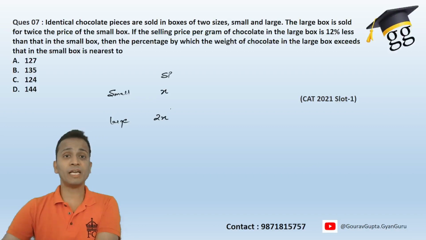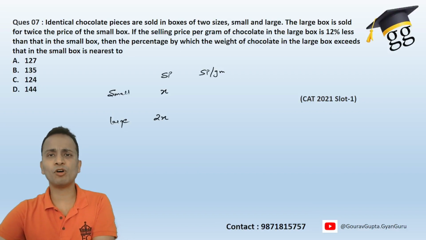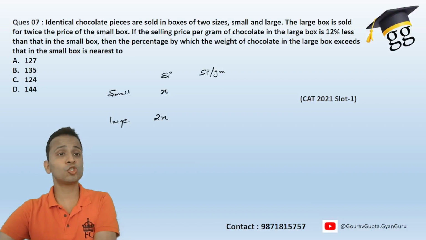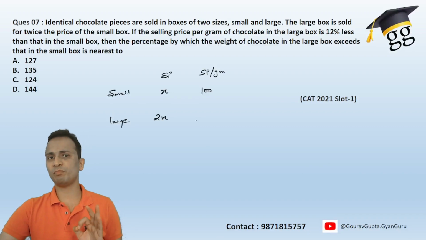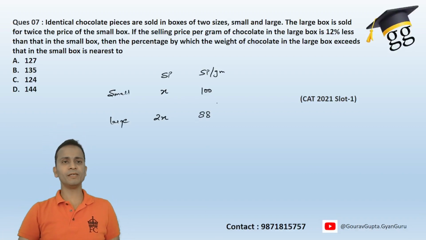Okay. Now if the selling price per gram, okay, selling price per gram is also given. So selling price per gram of chocolate in large box is 12% less than that in the small box. So small box का selling price per gram 100 ले लेते हैं. तो लार्ज बॉक्स का कितना हो जाएगा 12% लेस देन 100, दैट विल बी 88. ओके, देन द परसेंटेज बाय व्हिच द वेट ऑफ चॉकलेट इन द लार्ज बॉक्स एक्सीड्स.